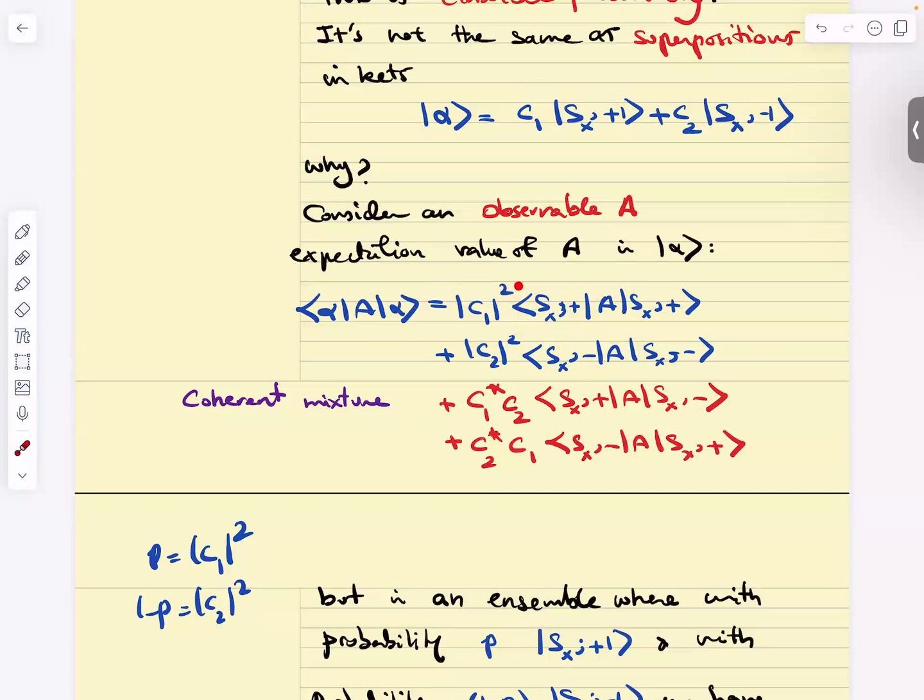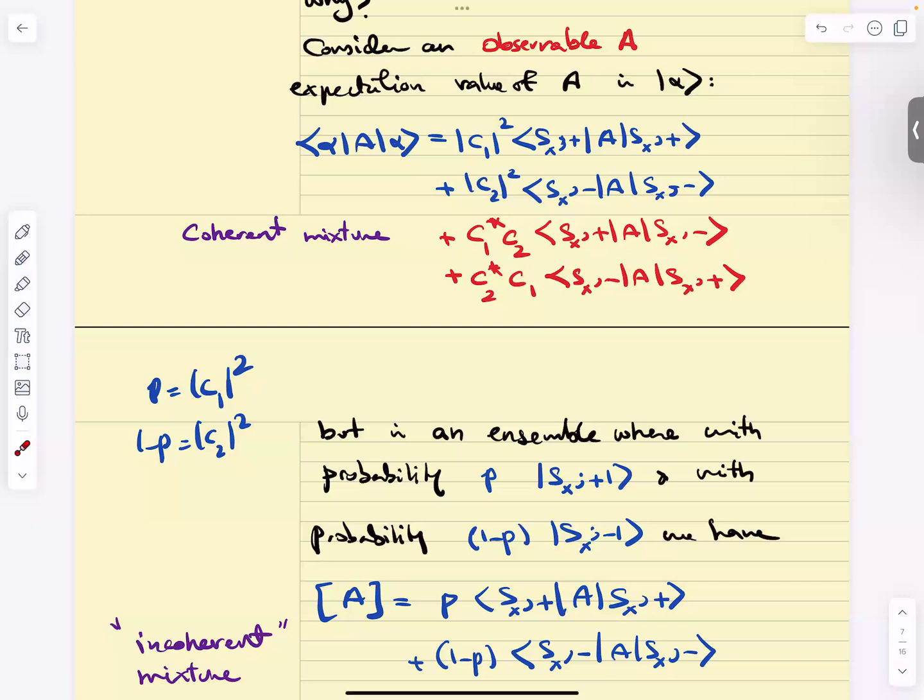These look like probabilities, but you have 2 extra terms. These are phases, generically. If I were to compare the state with the ensemble that I was describing, let's call P is C1 squared and 1 minus P is C2 squared, because probabilities have to add up to 1.